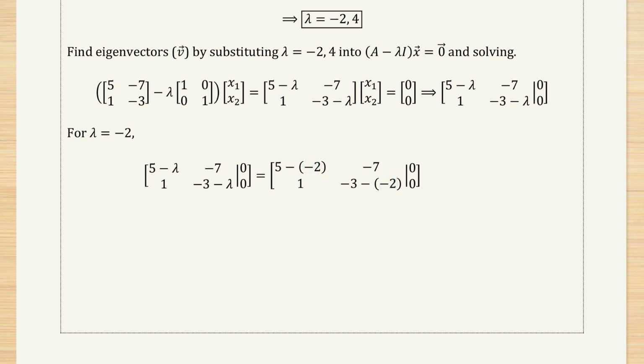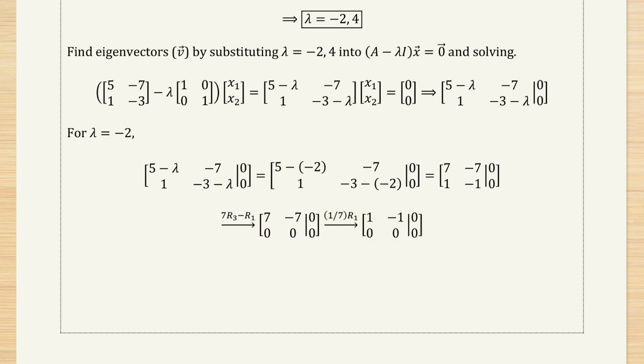Because we're solving a homogeneous system, augment a column of zeros to this coefficient matrix. Simplifying, 5 minus a -2 is +7, -7, 1, and -3 minus a -2, think of it as -3 plus 2, is -1. And we just keep solving this as we would any system of equations. Try to get as many zeros as we can. We can go 7 times row 2 minus row 1 to get rid of that 1 and negative 7. Then multiply row 1 by 1 over 7 to get a leading 1.